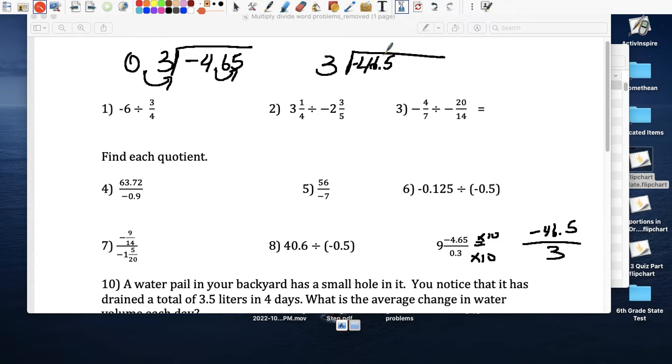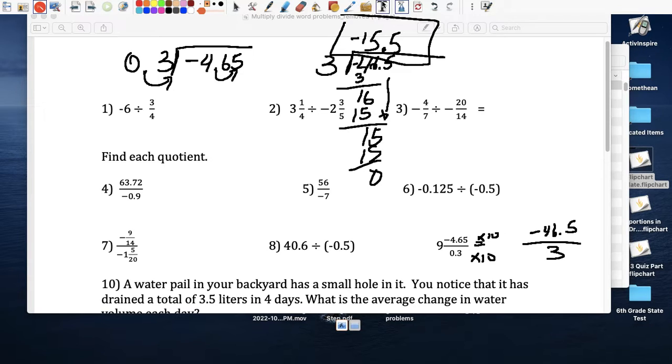We're ready to divide. Let's bring that decimal up. 3 goes into 4 once, which is 3. Subtract, we get 1 left over. 6 comes down. 3 goes into 16 5 times, 15. 1 left over, bring that 5 down. And what is that? Another 5. So we have a remainder of 0, and don't forget the minus sign because a positive divided by a negative is a negative. Final answer: negative 15.